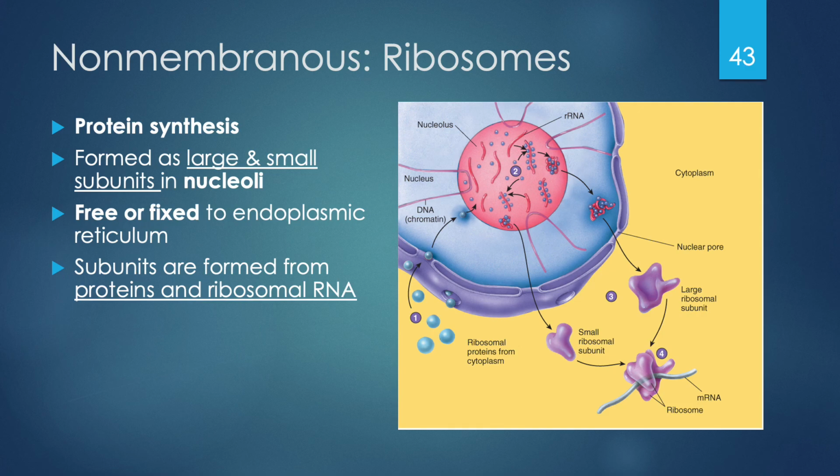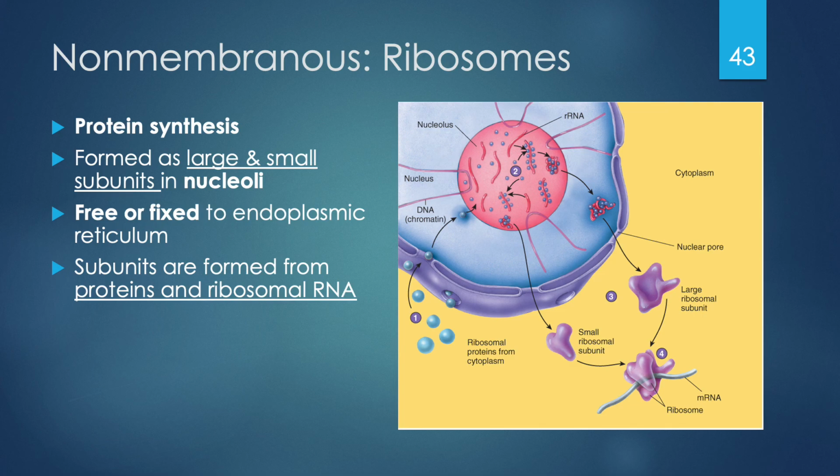Ribosomes are formed as a large and a small subunit in the nucleoli. Before protein synthesis actually begins, the small and the large subunit have to come together and join with a strand of messenger RNA. And that's another type of RNA. But anyway, that's the point at which protein synthesis can actually begin.